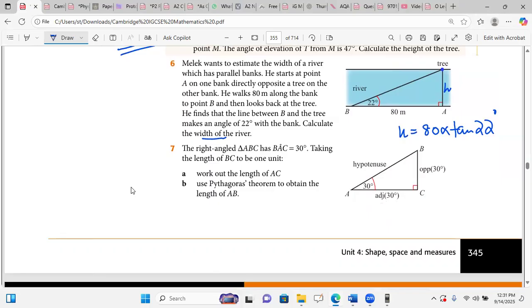work out the length of AC. Work out the length of AC. The right angle triangle BAC is 30 degrees, and the length of BC is 1 unit. Okay. Here he is saying work out the length of AC. It means something is written wrong over there, because here he has given a degree in the form of a length, and a length can't be a degree. Length should always be taken in centimeters or meters. So some mistake was made over there.